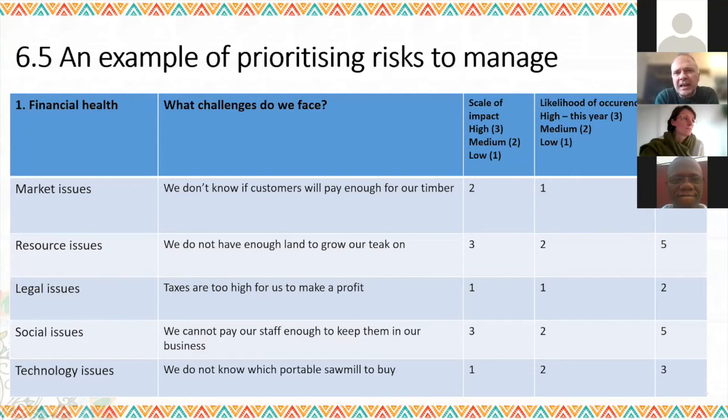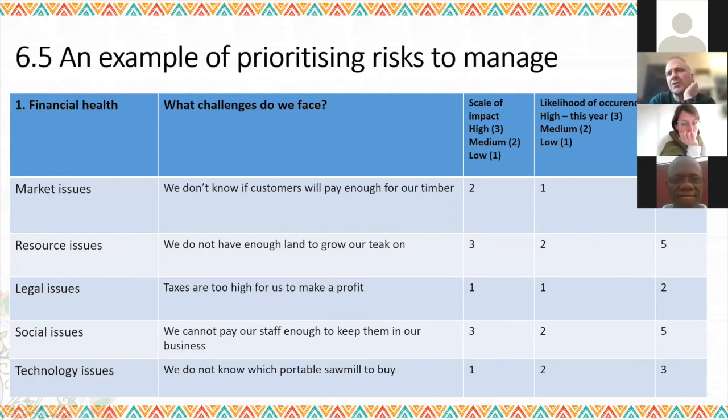Or we don't have enough land on which to grow our teak. Well, that's a big problem for us, because we've got one buyer who's asking for a lot of teak this year, and we know that it's quite likely to be a problem for us this year. So we have to give that a higher ranking on the likelihood of occurrence. Or maybe the taxes are too high for us to make a profit. And when we look at that issue, we think, actually, the taxes are not really the main issue. The taxes are a fairly small percentage of our profit, and we can't really do anything about that this year anyway. So let's give that a low rank.